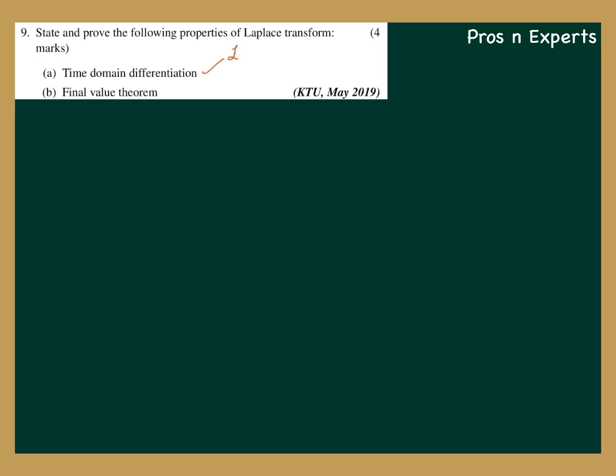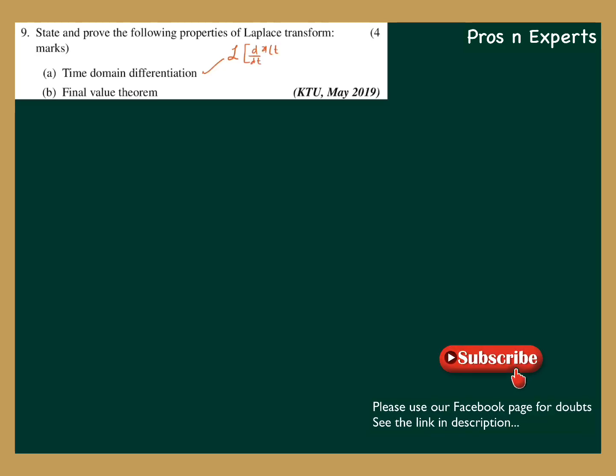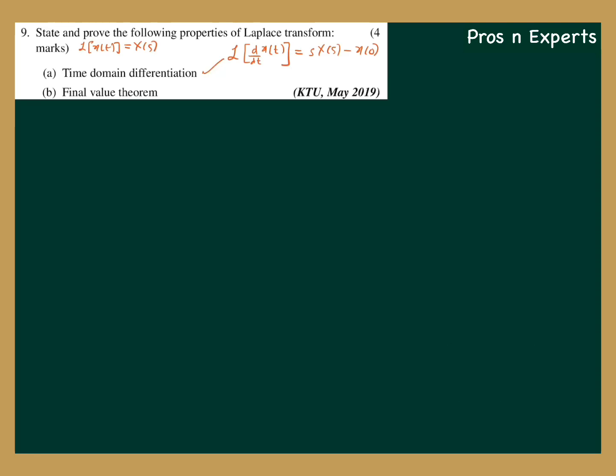The Laplace transform of d by dt of x of t will be equal to s into X of s minus x of 0, provided the Laplace transform of x of t is equal to X of s. Then the Laplace transform of d by dt of x of t will be equal to s into X of s minus x of 0. That's what we need to prove.